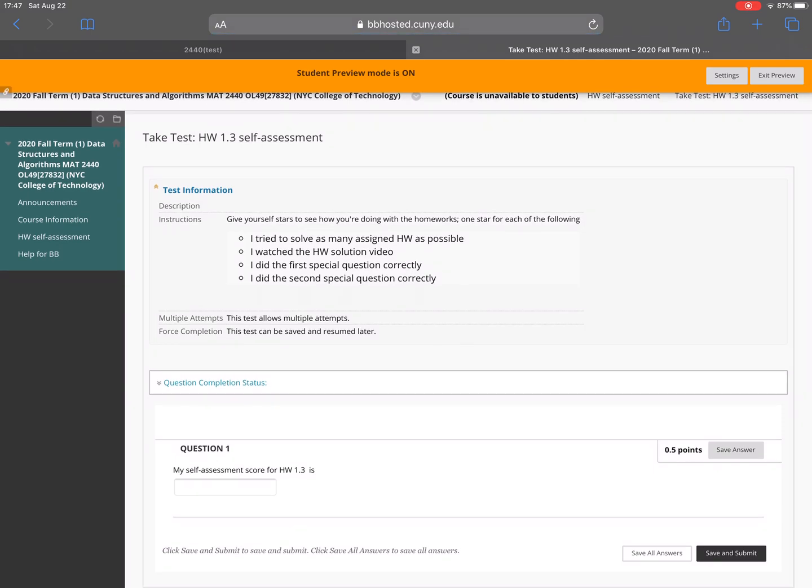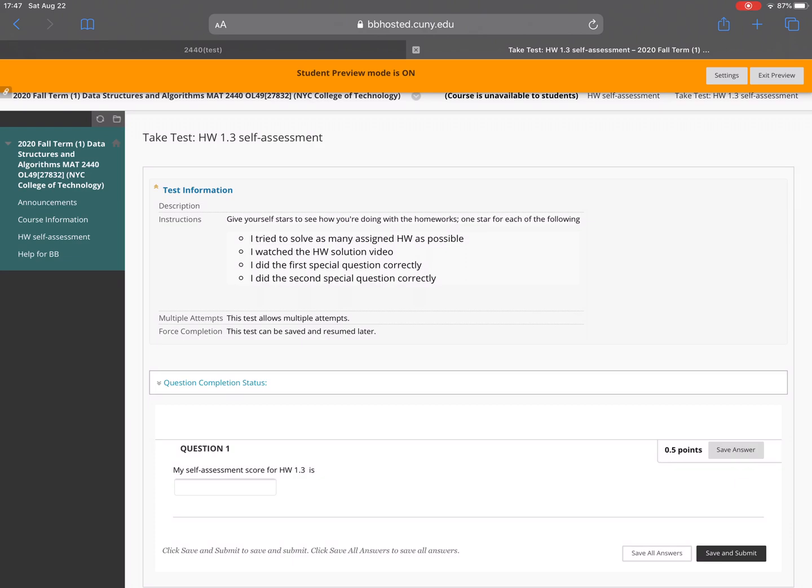Give yourself stars to see how you're doing with the homeworks. 1 star for each of the following. I try to solve as many assigned homeworks as possible, in this case in 1.3. I watched the homework solution video from 1.3. I did the first special question correctly that I assigned in 1.3, forget the number now. I did the second special question correctly.